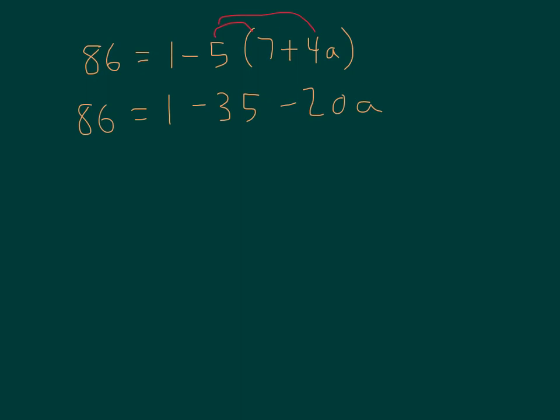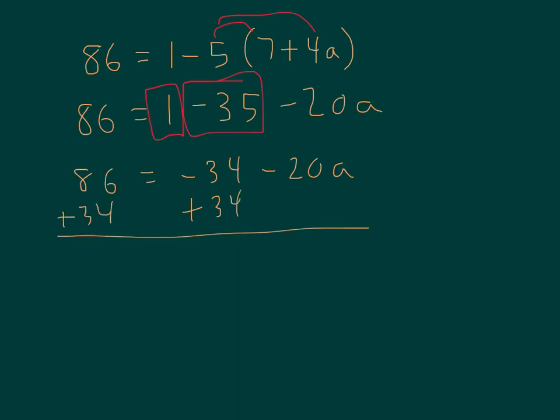Now we have our like terms. So we have a 1 and a negative 35. No problem. Adding integers should be a piece of cake. That's going to be negative 34 minus 20a. Now let's keep moving on to our goal. We've simplified the right side. Now let's get rid of this constant. So first we're going to use the inverse operation. I see subtraction. I'm going to add 34 to both sides.